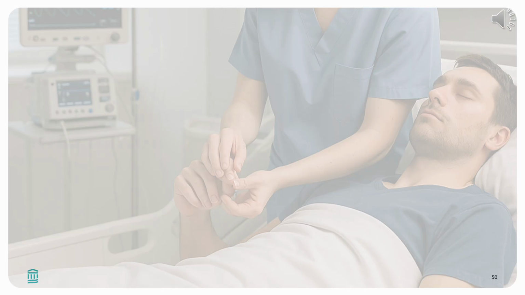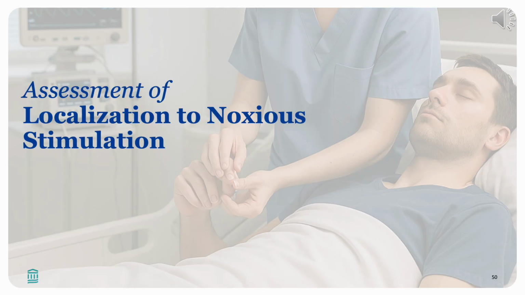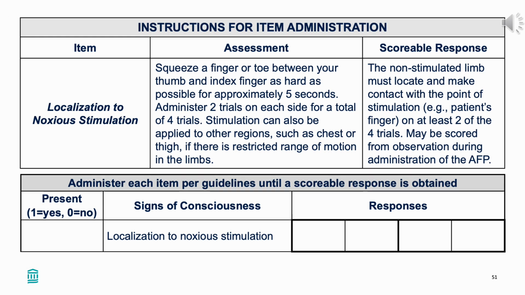The next core behavior on the CRSR-FAST is localization to noxious stimulation. To evaluate localization, the examiner should use their thumb and index finger to apply firm pressure to the patient's finger or toe for approximately 5 seconds. This stimulus is intentionally less intense than nail bed pressure or other highly noxious techniques, allowing the patient an opportunity to identify and locate the point of stimulation rather than responding reflexively.